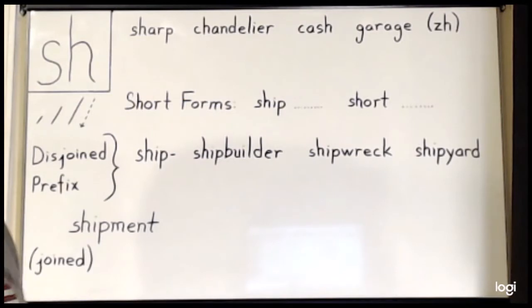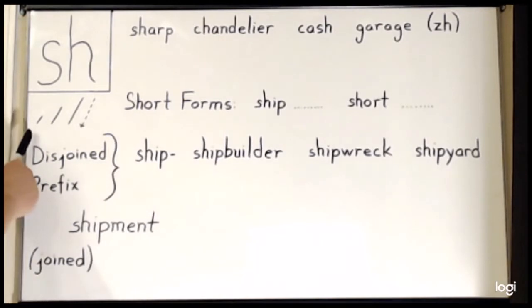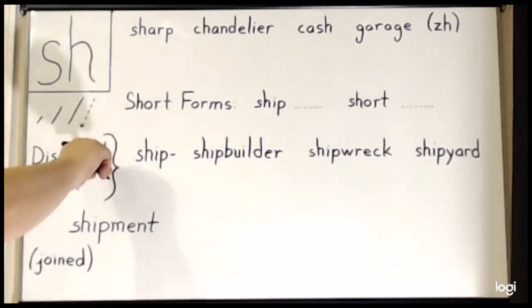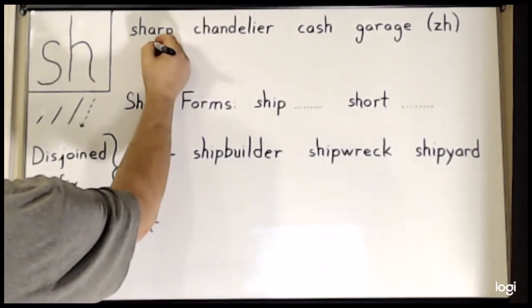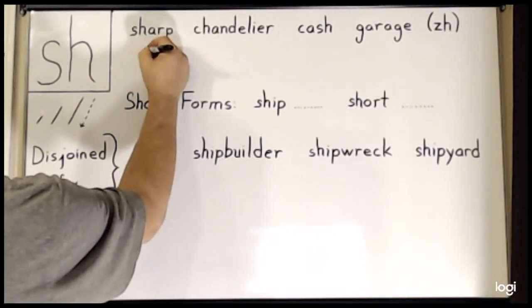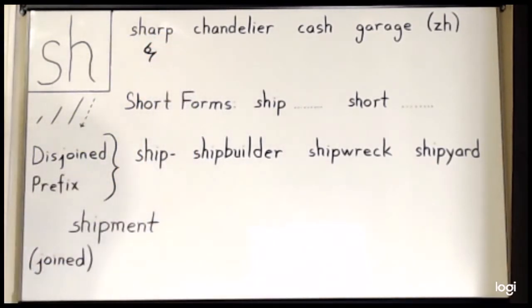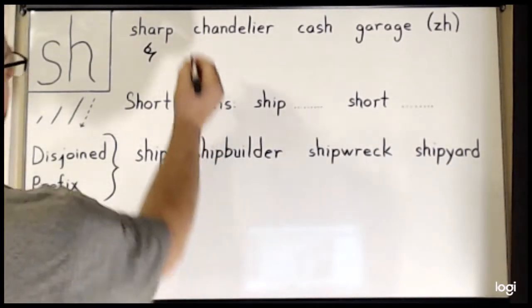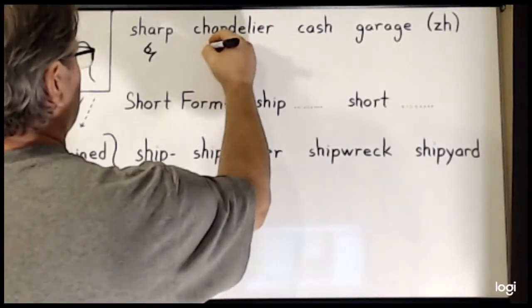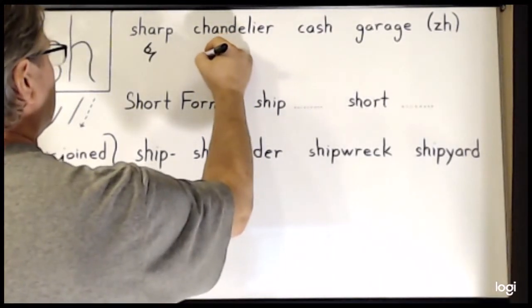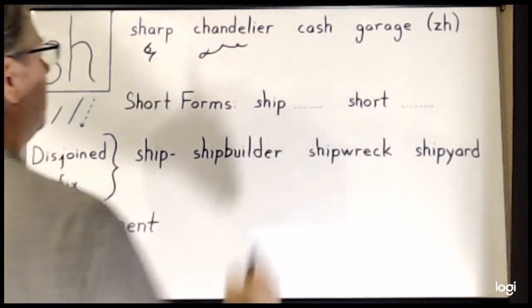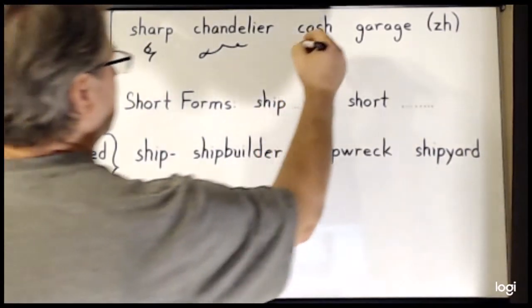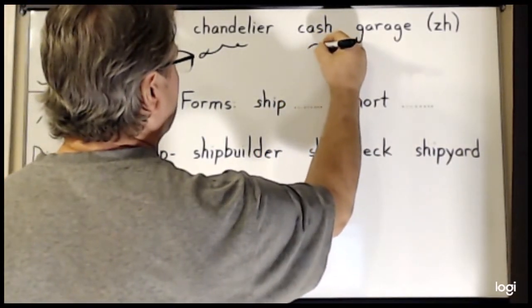Next is the sound SH and the sound ZH, which is the smallest of this three-part series of downward strokes. So for the word sharp, we'll just write S-H-A-R-P. For chandelier, remember this is written phonetically, it is going to be S-H-A-N-D-L-E-R. Cash is K-A-S-H.